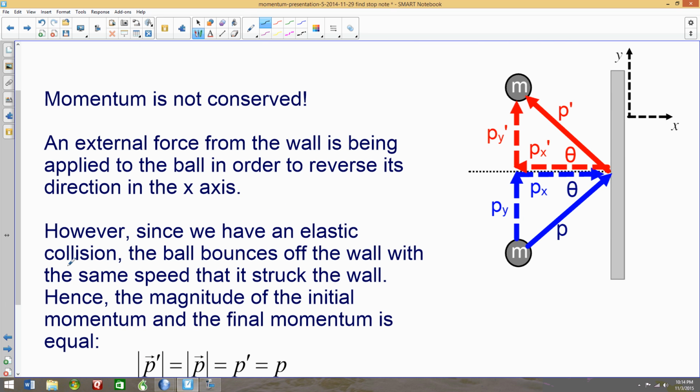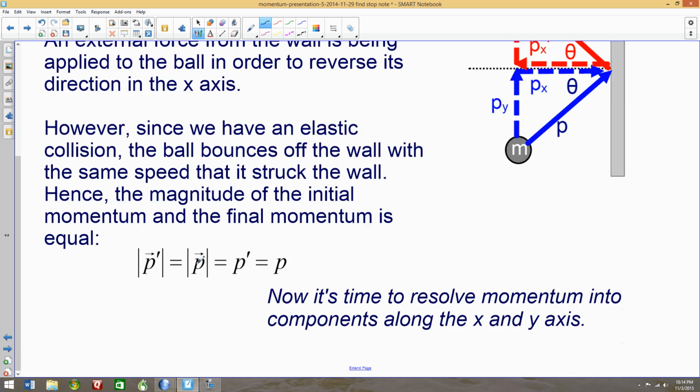However, since we have an elastic collision, the ball bounces off the wall with the same speed that it struck the wall. Hence, the magnitude of the initial momentum and the final momentum is equal. So here we can see that if we take the magnitude of the final momentum, it's equal to the magnitude of the initial momentum, and therefore we have P prime equals P. So now it's time to resolve the momentum into the components along the x and y direction.